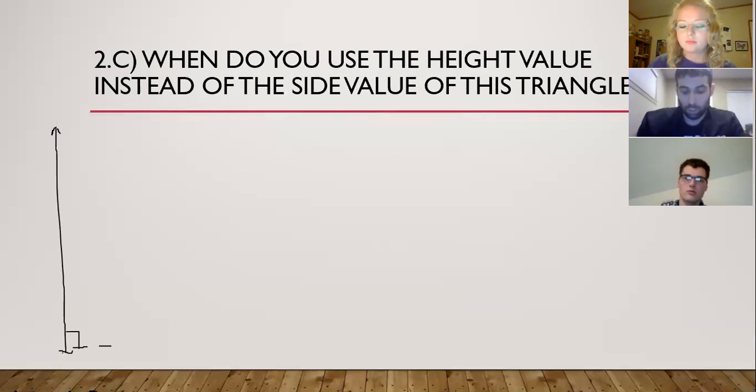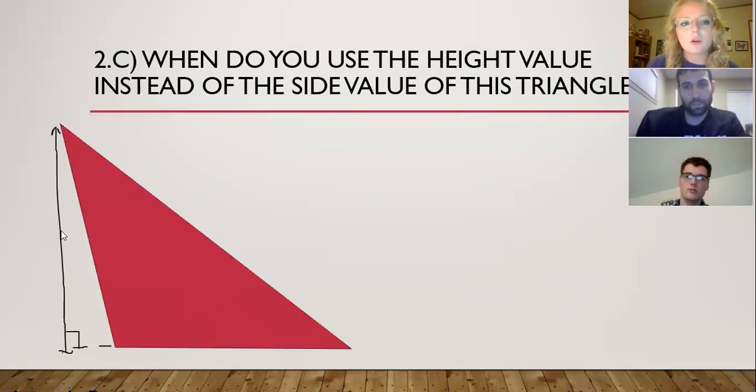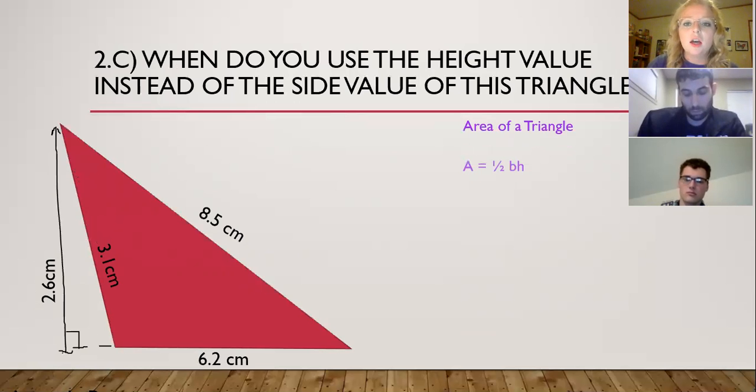Amanda, when do you use the height value instead of the side value of this triangle? Okay, so that's a good question. So we see right now that this triangle is kind of a different shape. So we see right now that there are 2 numbers right here. We know that this is going to be the length of this side, and we know that this number right here, the 2.6 centimeters, is going to tell us the height. Now, for the area of a triangle, you do use the height in there. So when you solve, you'd want to use the 2.6 centimeters in that equation.